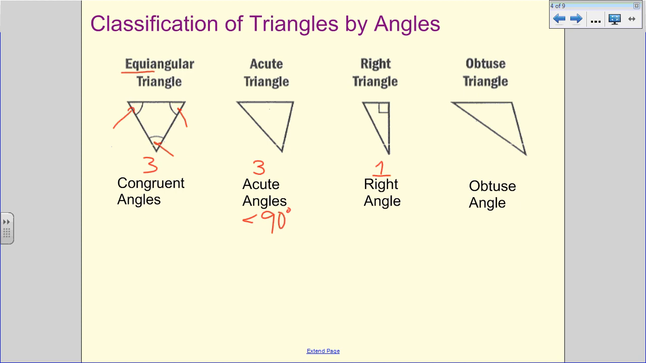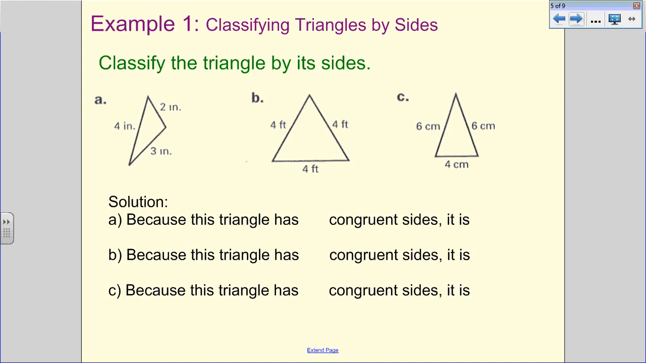Of course, it doesn't make a triangle. And then I've got two acute angles in there. Obtuse is one obtuse angle, so one angle greater than 90 degrees. And the other two would be acute. So like I said, this doesn't add a whole lot of new vocabulary because we're already familiar with acute and obtuse. All right, so example one, we need to classify the triangle by its sides.